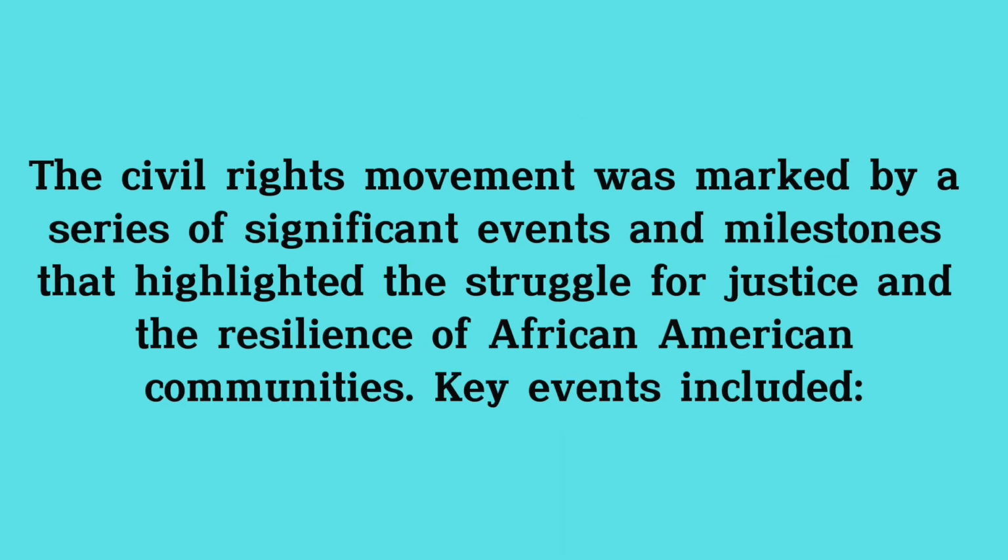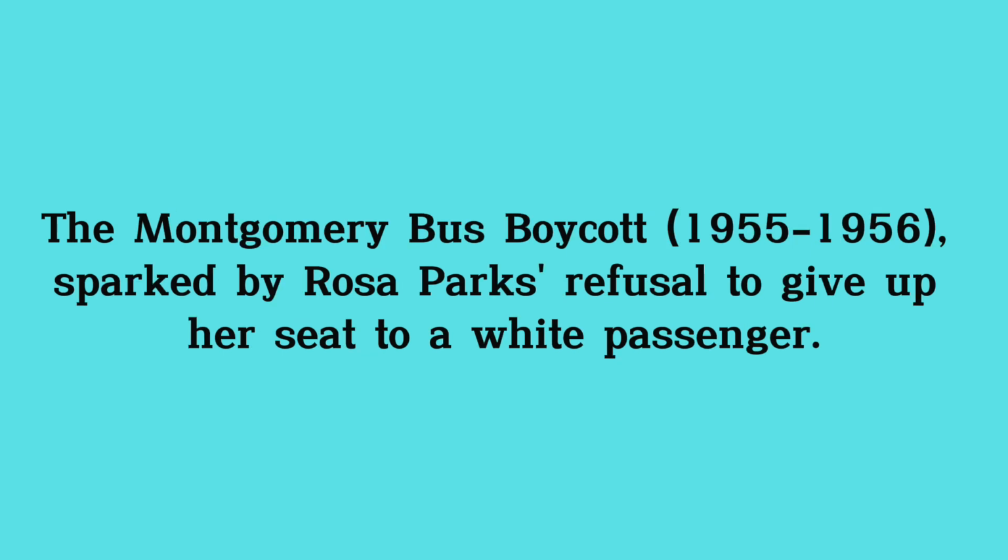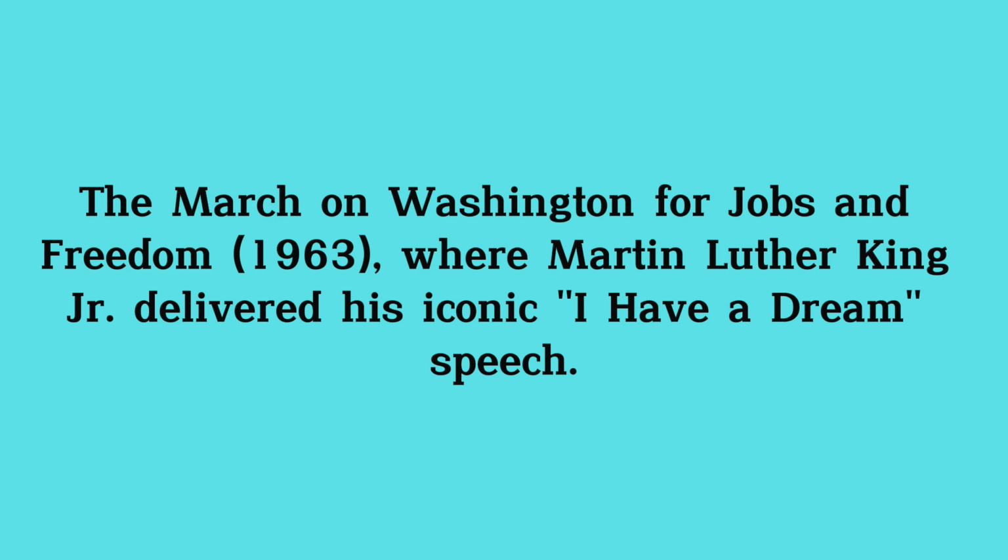The civil rights movement was marked by a series of significant events and milestones that highlighted the struggle for justice and the resilience of African American communities. Key events included the Brown v. Board of Education decision in 1954, which declared segregation in public schools unconstitutional, the Montgomery bus boycott, 1955-1956, sparked by Rosa Parks' refusal to give up her seat to a white passenger, the March on Washington for Jobs and Freedom in 1963, where Martin Luther King Jr.